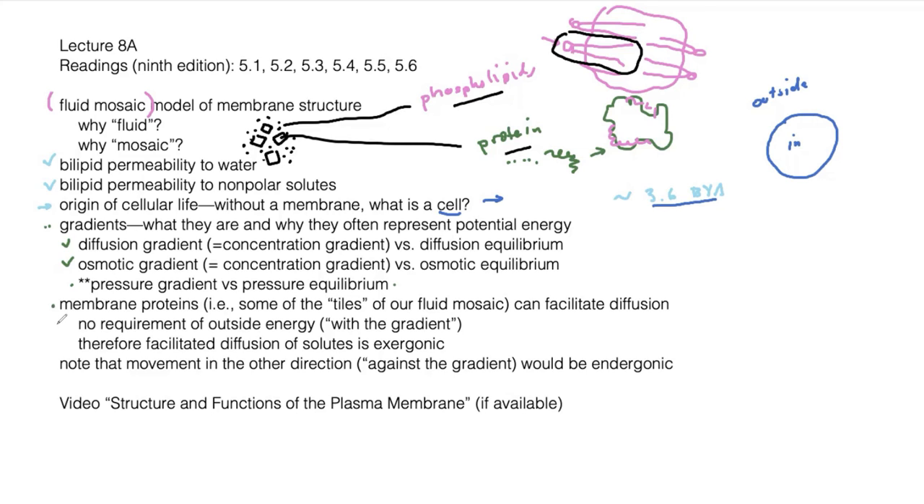The membrane proteins, we did talk about that. Membrane proteins, which are the tiles in our fluid mosaic, can be these channels which will facilitate diffusion. They don't require any outside energy, and therefore facilitated diffusion of solutes is going to be an exergonic process. And I did note that the other process going in the opposite direction would be endergonic. Right?